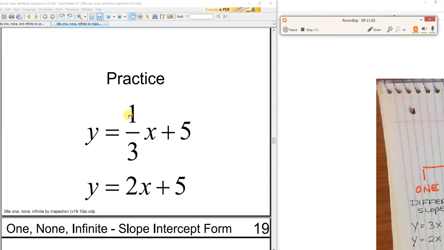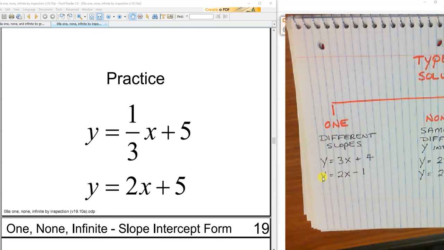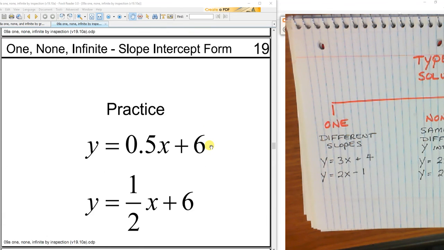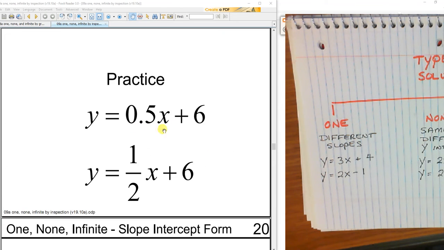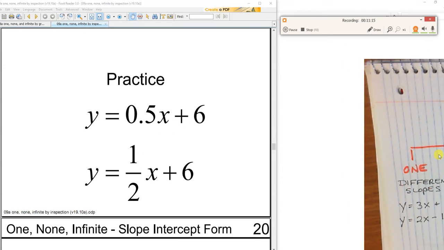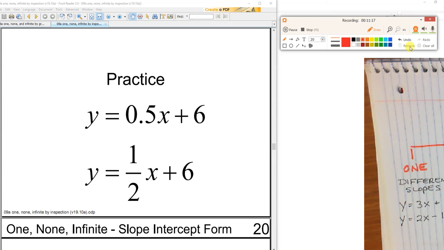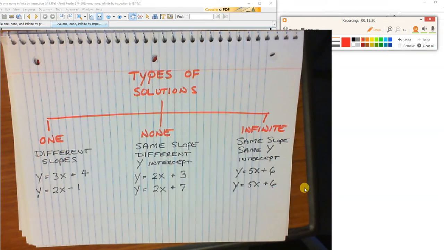How about this one? Different slopes, one solution. Ooh, different slopes? Are they different? They're not different slopes, are they? They're the same slope. 0.5 is the same as a 1/2. So this is 1/2 x plus 6. This is 1/2 x plus 6. Same slope, same intercept, infinite solutions.